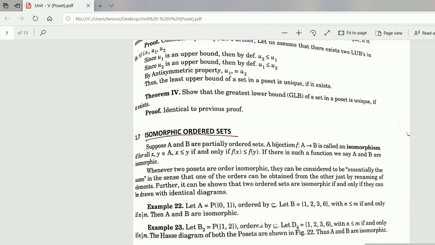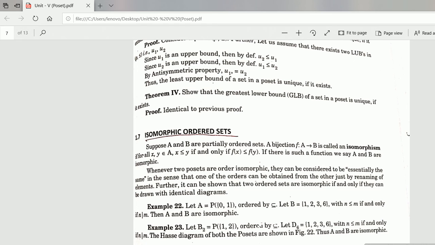Whenever two posets are order isomorphic, they can be considered to be essentially the same, in the sense that one of the orders can be obtained from the other just by renaming of elements. Further, it can be shown that two ordered sets are isomorphic if and only if they can be drawn with identical diagrams. You try to understand this one.